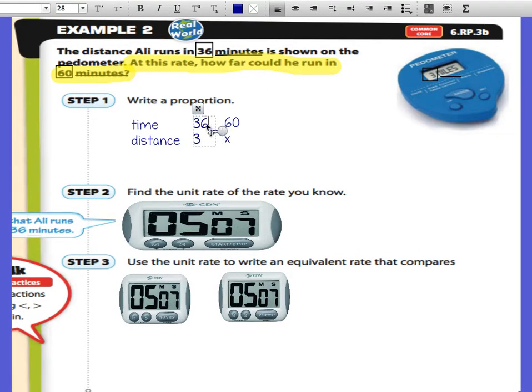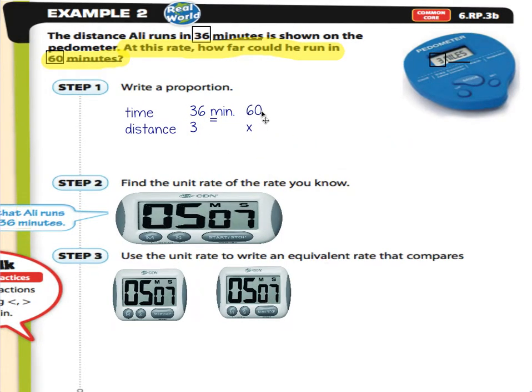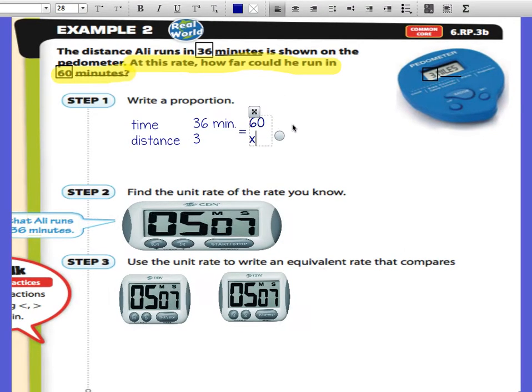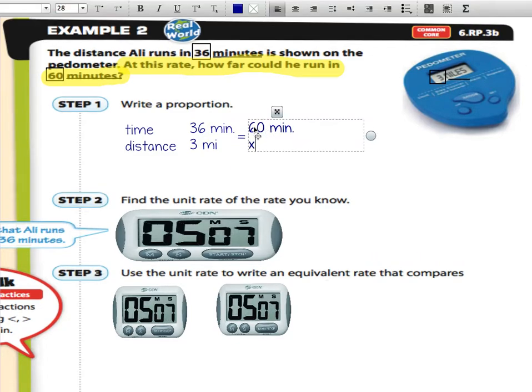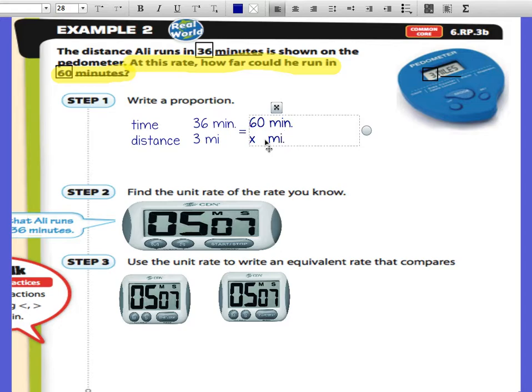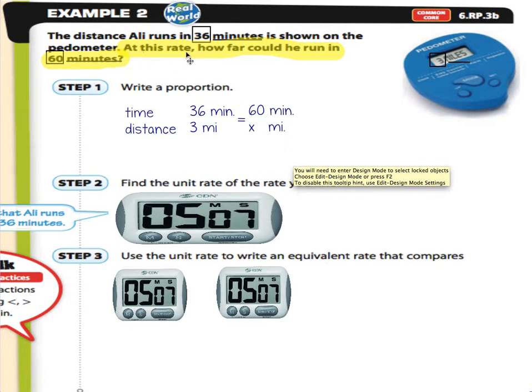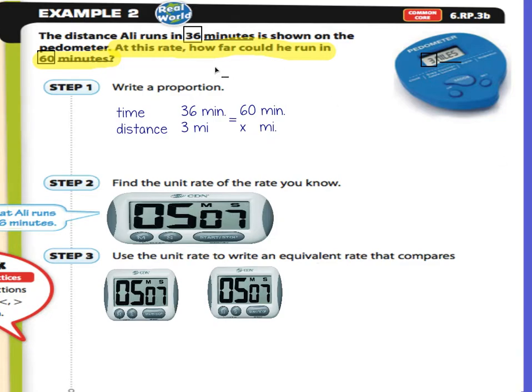And what I should have done here was put my labels, which I forgot to do ahead of time. So I'm going to write those in now so I make sure that I have them correct. I had minutes on top, so I'm going to put minutes, and I have to just double check. Okay, so I had 36 minutes on top and 3 miles on bottom. So I had 60 minutes on top, which means what I'm looking for is miles. At this rate, how far could she run? That tells me that I'd be looking for miles, which in this case is the missing piece. So I did set up my proportion correctly.